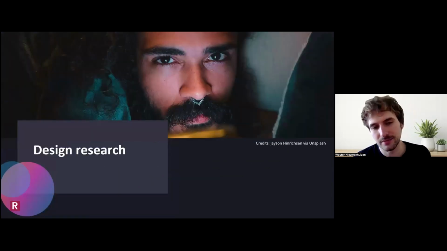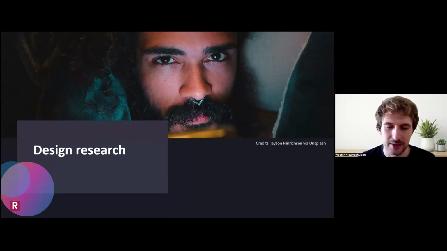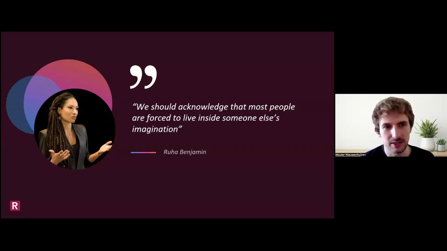So I hope I can shed some light on the thing already announced in the title: design research. Maybe some of you already have experience with this, others might not. But what actually is design research? For this, I want to highlight a quote by Ruha Benjamin, an amazing American scholar, who said we should acknowledge that most people are forced to live in someone else's imagination.